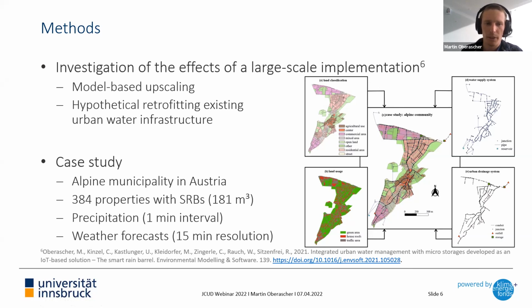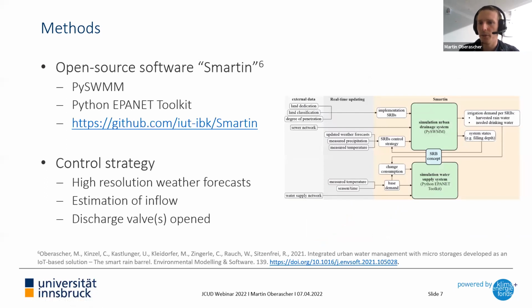And we got precipitation data in 1 minute intervals and also weather forecasts in 15-minute steps for the next 24 hours from a nearby weather station. For the simulations, we used the open source software Smartin, which was developed by our working group and can model and simulate smart rainwater harvesting systems in a coupled model of drainage and water distribution network.